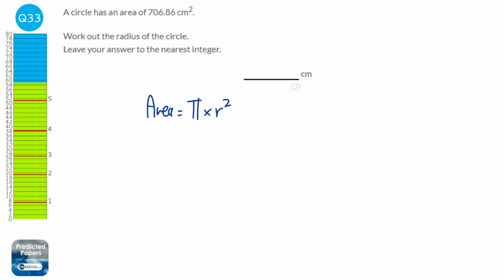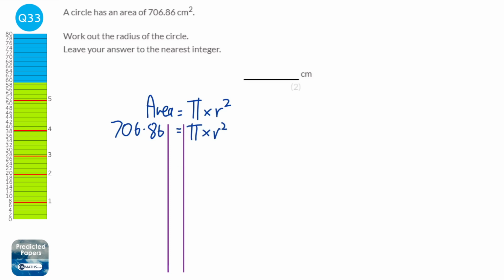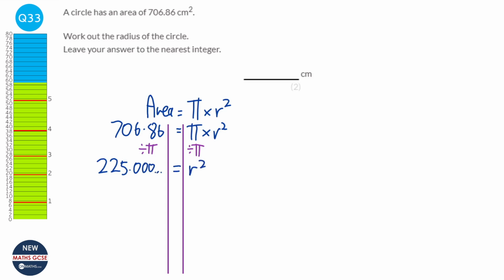Now in this question we're given what the area is, which is 706.86. And we need to find out what the radius is. So I'm going to get my lines in. And I'm going to start by getting rid of that times pi. So I'm going to divide both sides by pi and get the r squared on its own. So when I divide that by pi, I get 225.000 blah blah blah. Very close to 225.